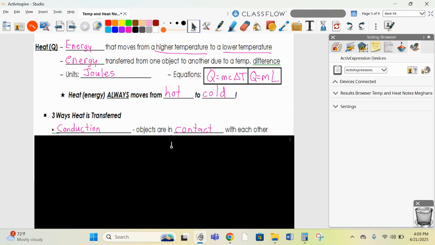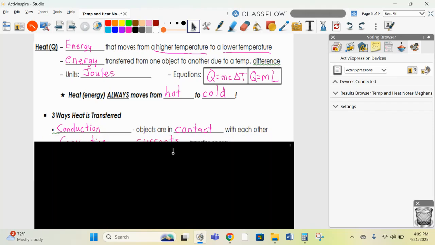Now, how can heat get transferred? Well, there are three different methods that allow heat to go from one object to another. The first one that we'll talk about is what's called conduction. Conduction occurs whenever any two objects are in contact with each other.